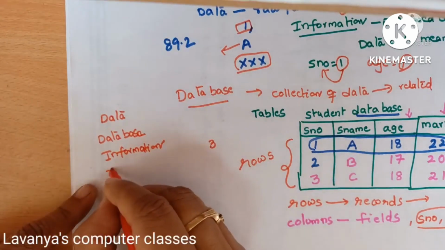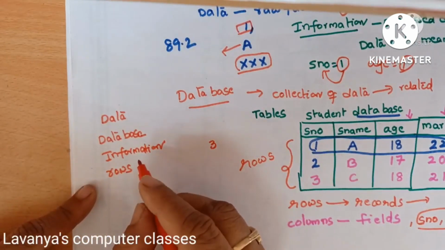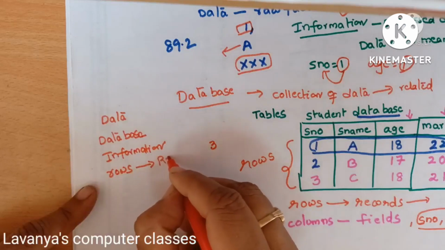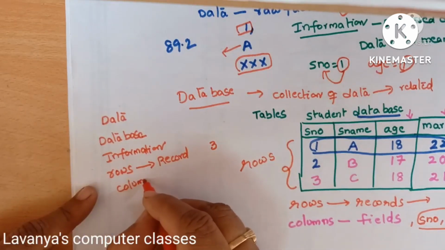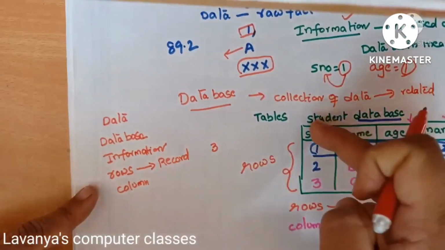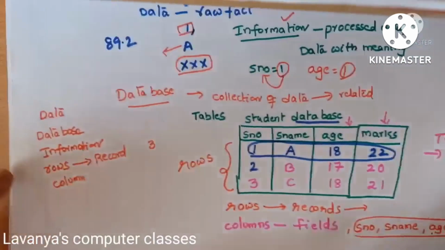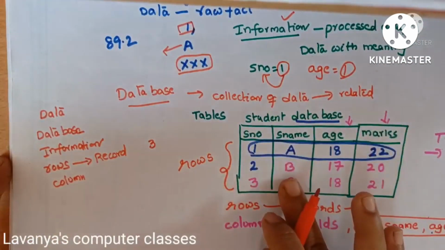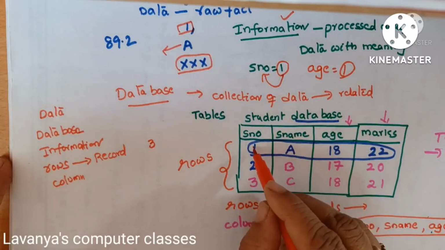What is a row? Data is stored in the form of a table. In the table, the horizontal line is known as a row. A row is also called a record. Then column. Column means vertical lines. Serial number is one column, S name is one column. The smallest individual unit in the table is also known as a field. Serial number field, its value is 1.